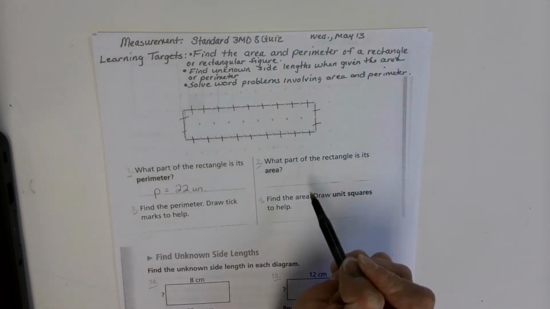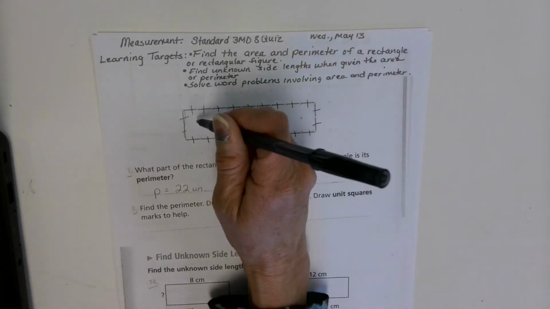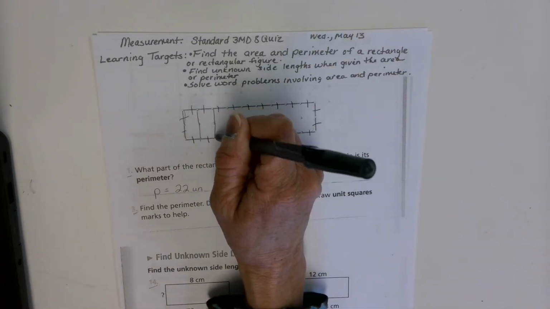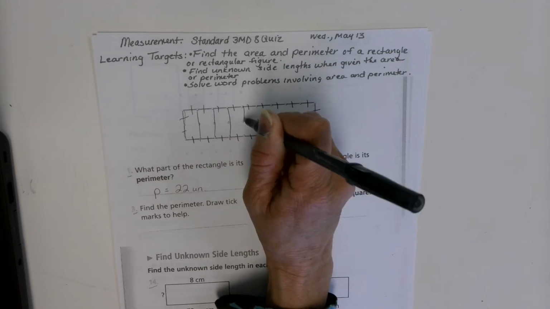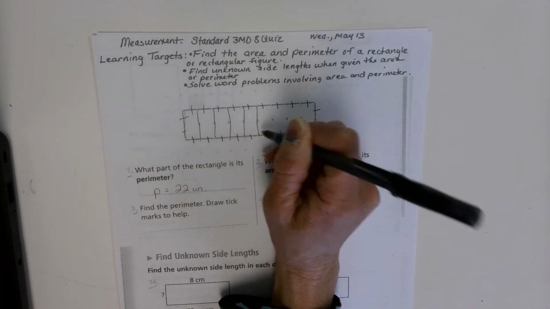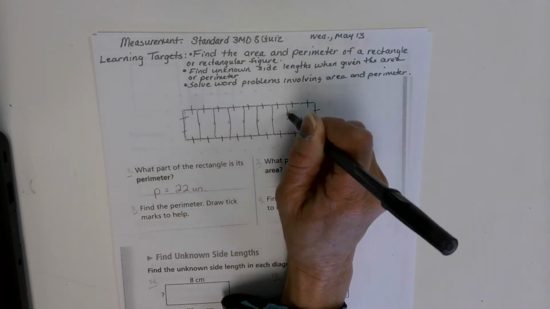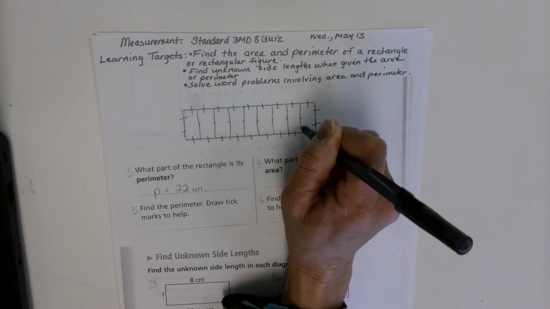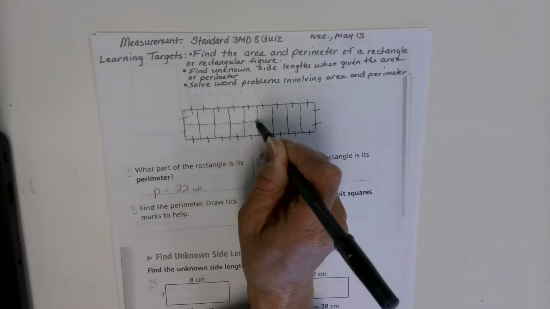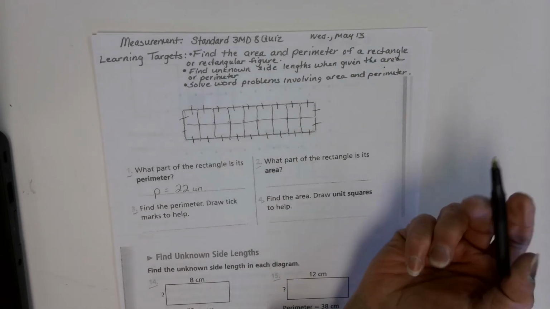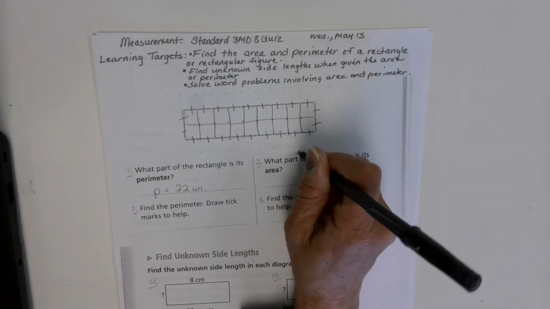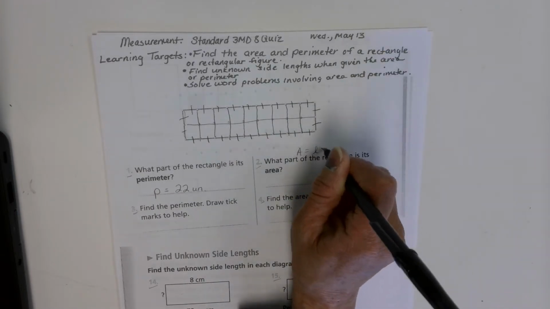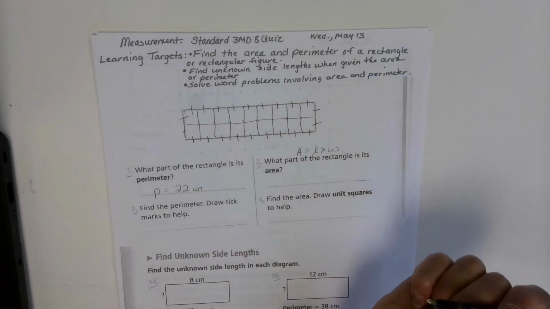Now, what if I want to find the area of this? Area is the space within. For example, if you were going to tile your kitchen floor or get carpet for your bedroom, you would want to know the area. So most of you are probably saying in your head, area equals length times width. We talked about it all year long.